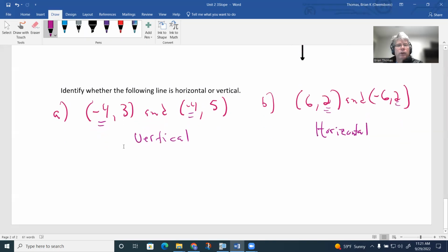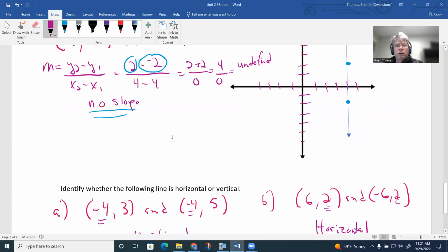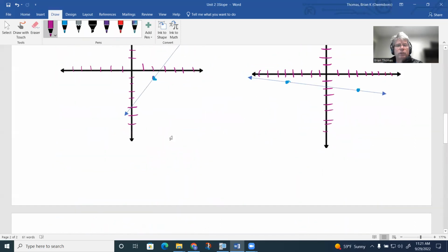Okay, so that concludes a little lesson on our slope and how to find slope given two ordered pairs.